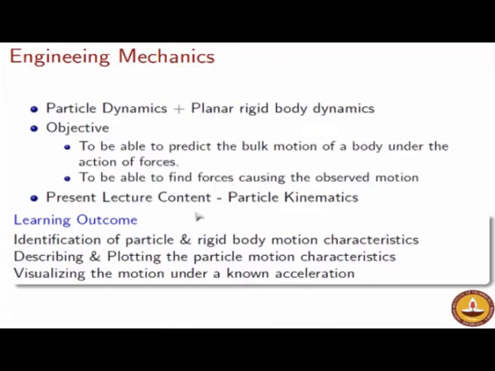As I said, in these 5 hours or so, we are going to concentrate mostly on particle kinematics. I have explained to you what this particle idealization means. I will try and talk more about kinematics in due course. But the learning outcomes which I expect at the end of my part of the talk are the following. By now you should be able to identify particle and rigid body motion characteristics. Any motion that you see, you should be able to identify whether this motion can be idealized as that of a particle or of a rigid body.